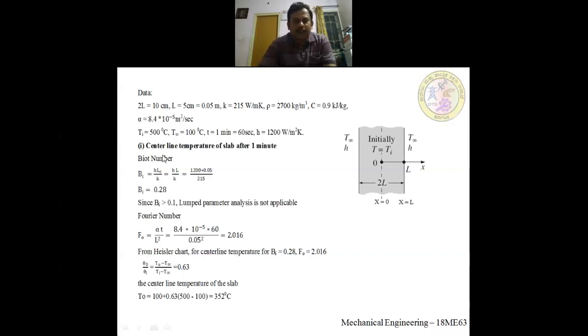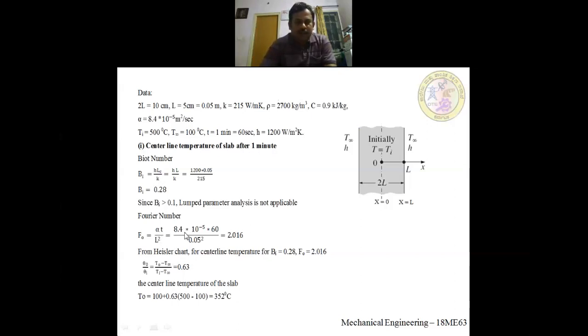First, let us calculate the center line temperature after 1 minute. See, Biot number will be hL by K. You know h is 1200, they have given. And length L is half of the thickness, it will be 5 centimeter. 10 centimeter is the total thickness, from the middle axis line to the surface it is 5 centimeter. In terms of meter we have written, thermal conductivity 215. We calculate the Biot number. It is greater than 0.1, so lumped parameter is not applicable. Then you calculate the Fourier number, then you go for the chart. So you calculate the Fourier number, alpha t by L square.